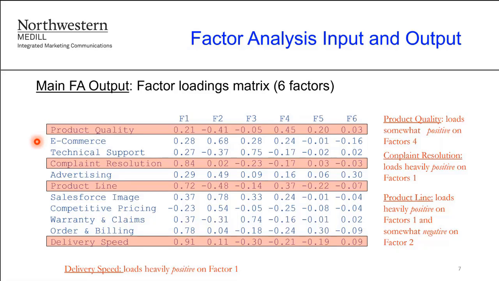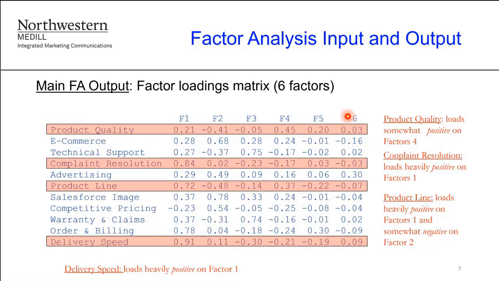How do we read this result? Each value in this table is called a factor loading. The whole table is called the factor loading matrix, and the value in each cell is called a factor loading. So we have 6 times 11 factor loading values here.